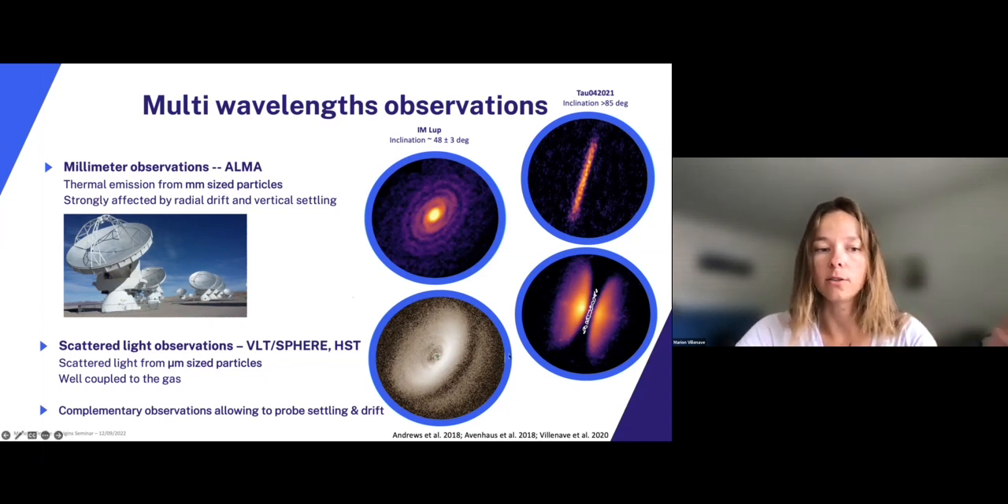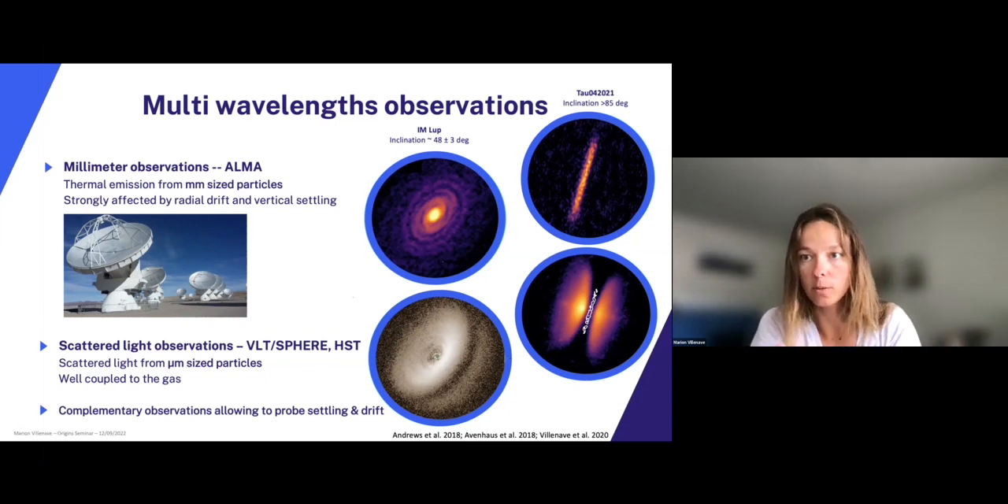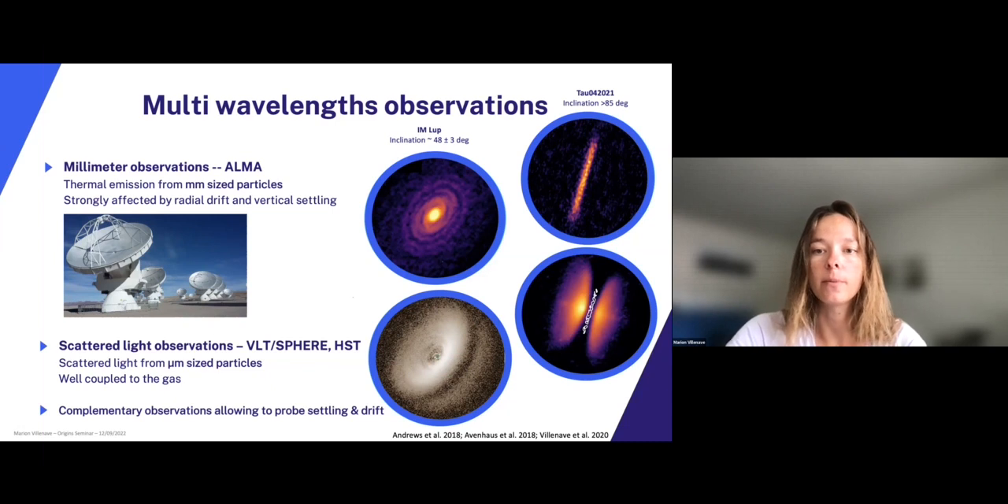And so as you can see, for example, in IM Lup in the scattered light image, we start to see the bowl-shaped structure of the disk, while in the millimeter, the disk looks completely flat. This is showing that the gas is more extended vertically than the millimeter-sized particles. And so this is indicating that settling is actually happening in this disk.